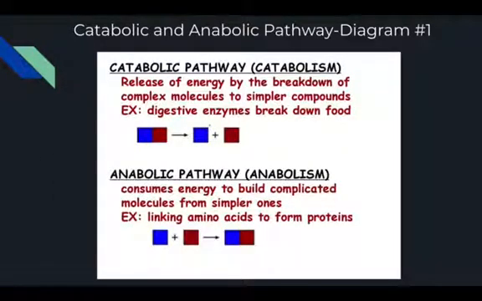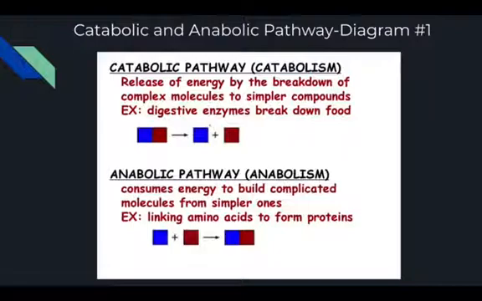Catabolic and anabolic pathway. Diagram number 1. Catabolic pathway, also known as catabolism. There's a release of energy by the breakdown of complex molecules to simpler compounds. Example is digestive enzymes breaking down food. So the blue and red block could be the bigger molecule, and then those digestive enzymes would break it down, and now they're 2 separate molecules, the blue and red.